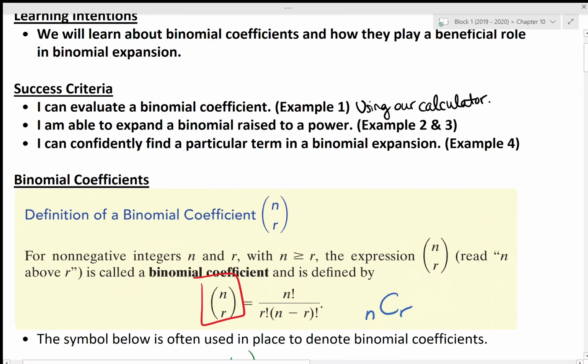I am able to expand a binomial raised to a power instead of sitting there and doing FOIL over and over again. And I can confidently find a particular term in a binomial expansion.